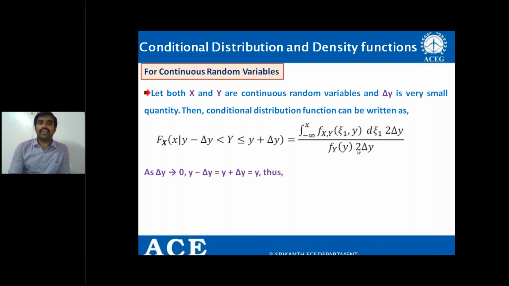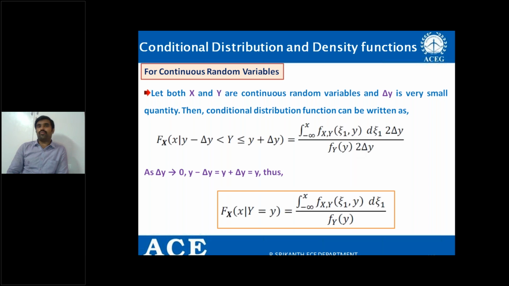And finally, you can write the expression like this also. Generalized expression: integral from minus infinity to x of small fx,y of eta 1 comma y d eta 1 by fy of y. I repeat, the distribution function of x by conditioning it with y equal to y is equal to integral from minus infinity to x of fx,y of eta 1 comma y d eta 1, where eta 1 is a temporary variable, by fy of y, right?